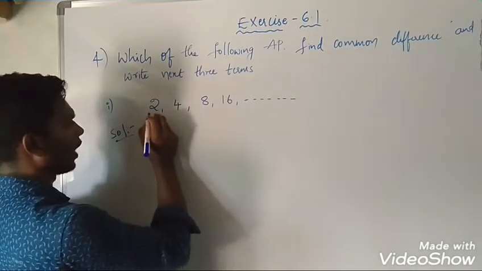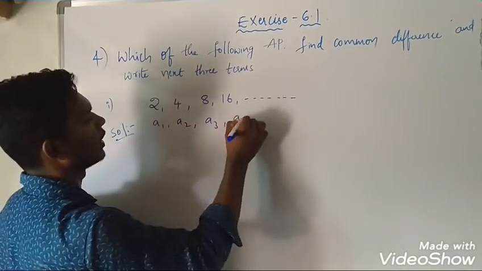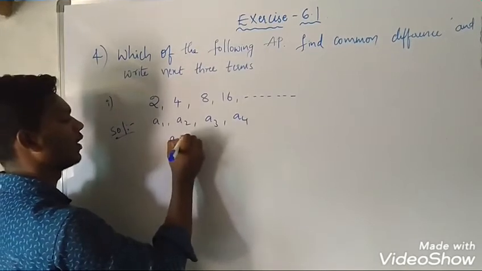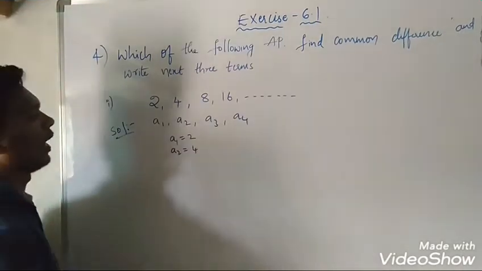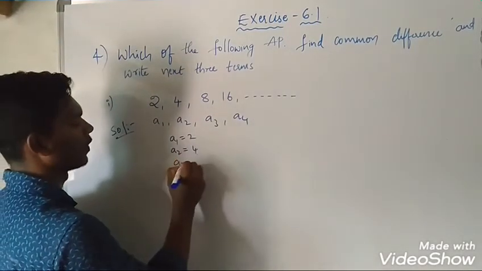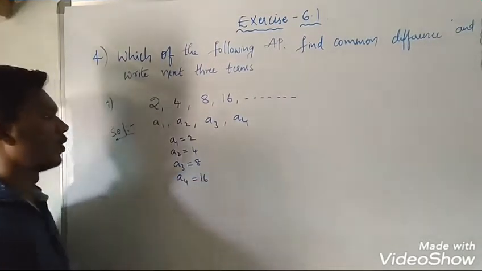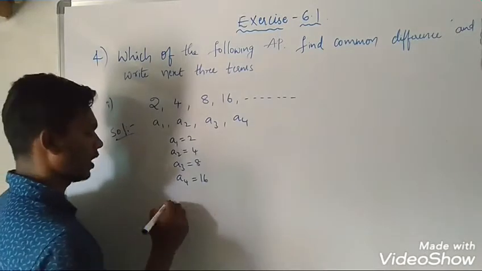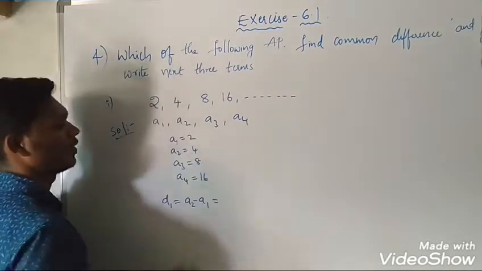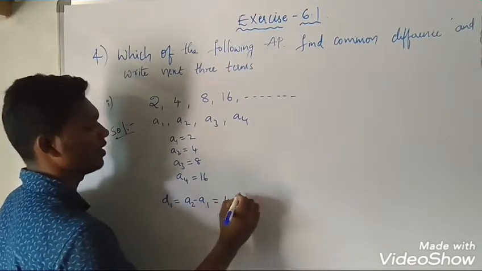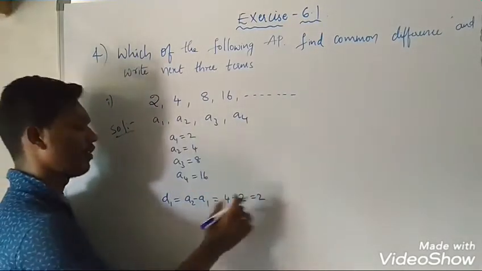First, write in the form A1, A2, A3, A4, right? The value of A1 is equal to 2, A2 is equal to 4, A3 means 8 and A4 means 16. We must find the common difference. First, the common difference D1 is equal to A2 minus A1. A2 means 4 minus 2, so 4 minus 2 will be 2. For these two terms, the common difference is 2.